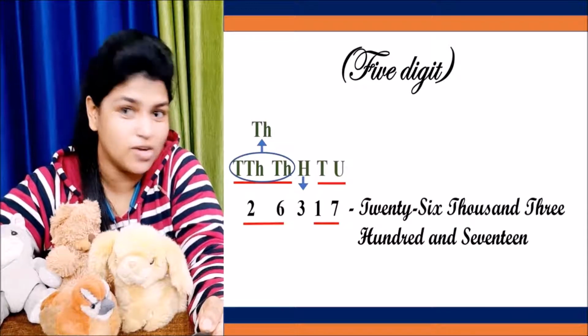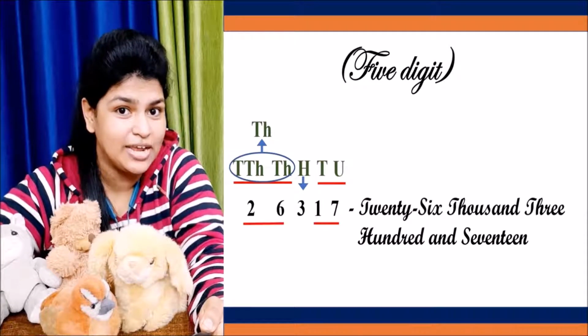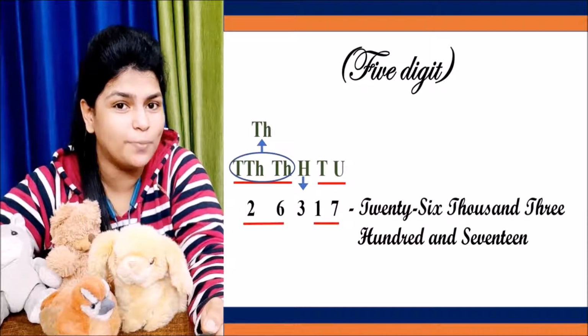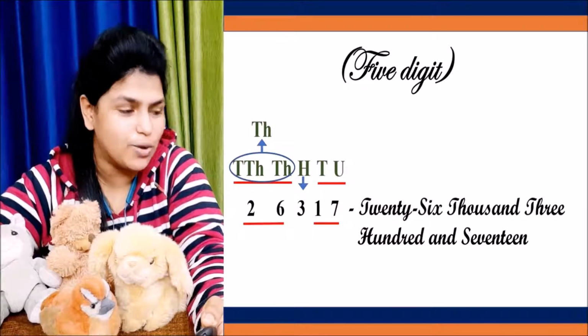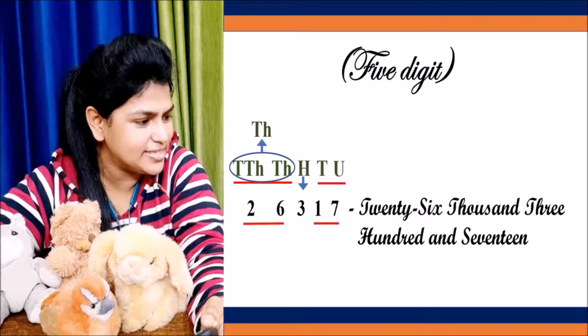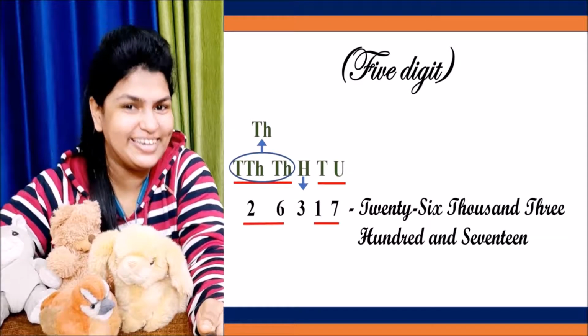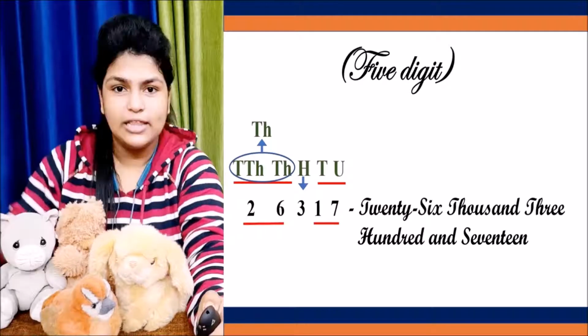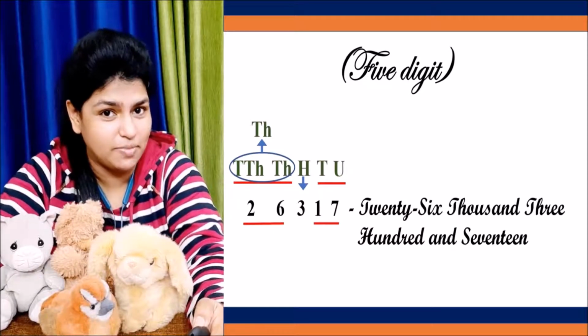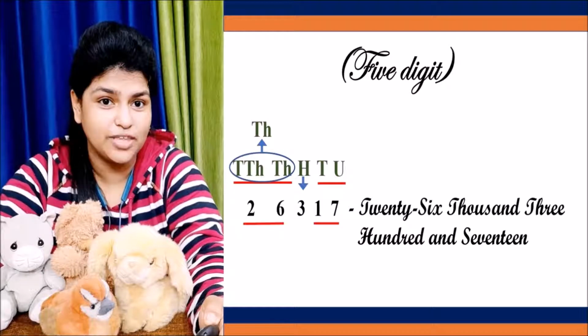26,000, all right? Not 26,10,000. We just write it as a common word which says 1,000. So we have 26,317. Clear? Alright, let's look into some more examples and we'll be clearer with the usage of these words.